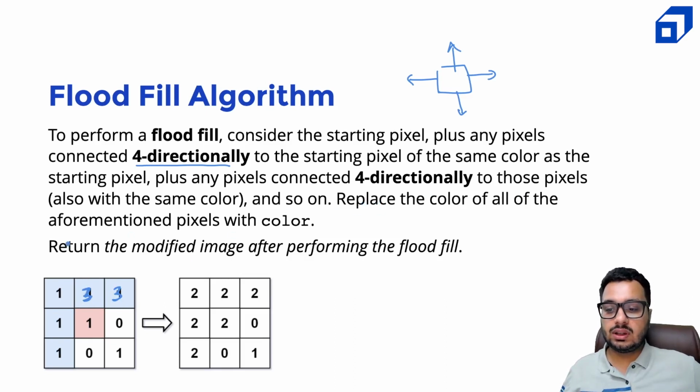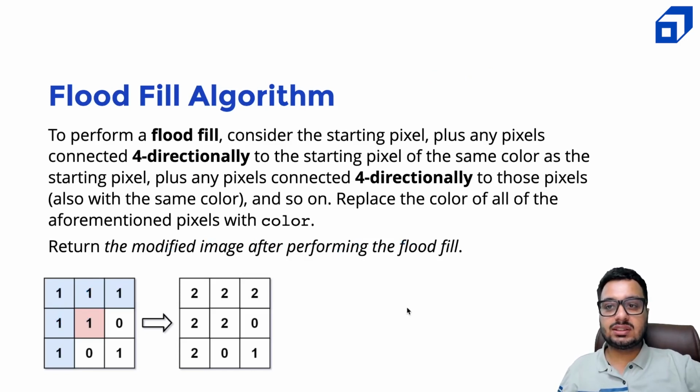Replace the color of all the aforementioned pixels with the color. So basically, if you drop the paint bucket here, now this has a neighboring pixel, this has a neighboring pixel, this which is of the same color. These pixels will change their color. Okay, so return the modified image after performing the flood fill, right?